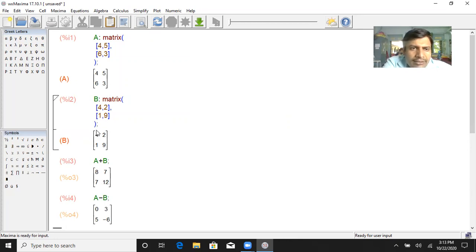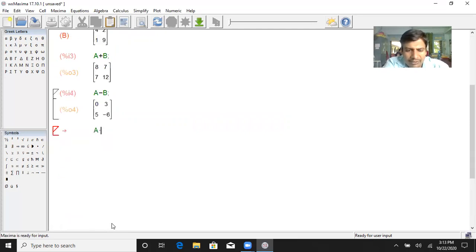Then the first element 6 minus 1 is 5. Then 3 minus 9 is minus 6. Addition is over, then subtraction is over. Let's come to multiplication, that is A star.